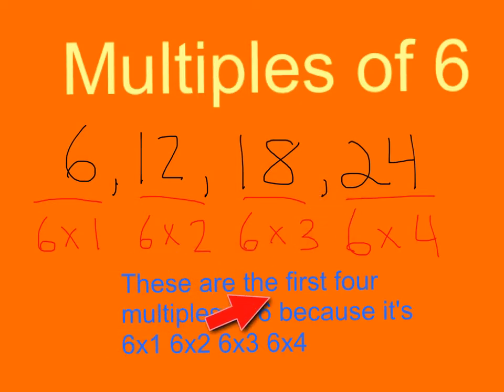These are the first 4 multiples of 6 because of the 6 times 1, 6 times 2, 6 times 3, and 6 times 4. There are many more additional multiples, but these are the first 4.